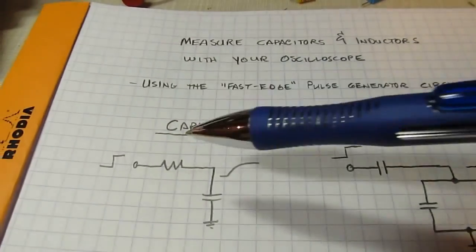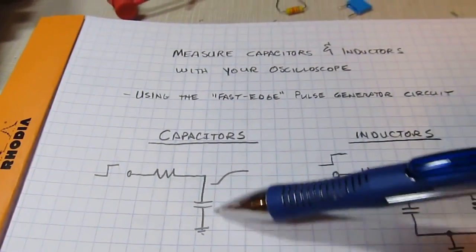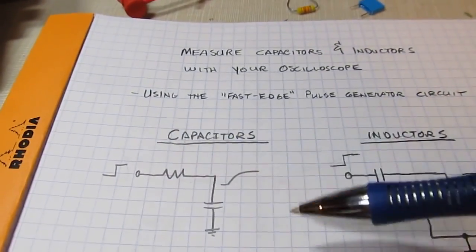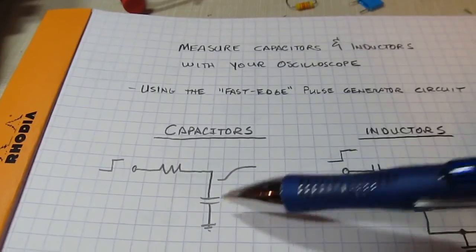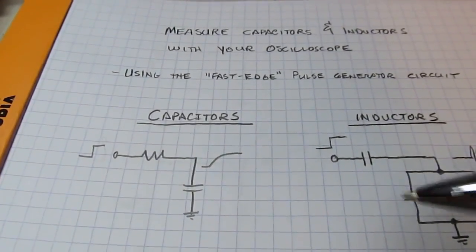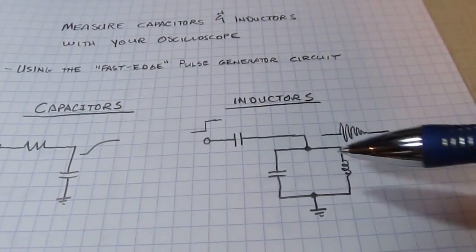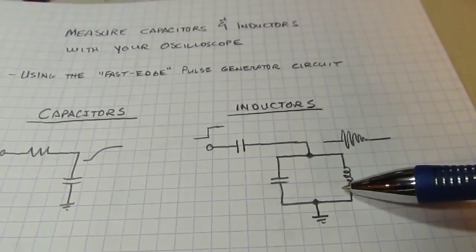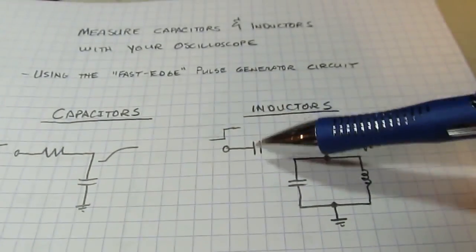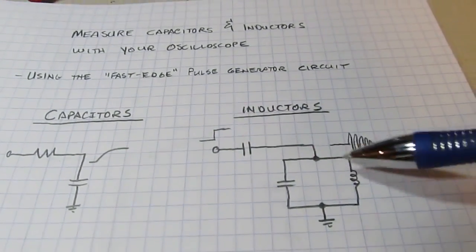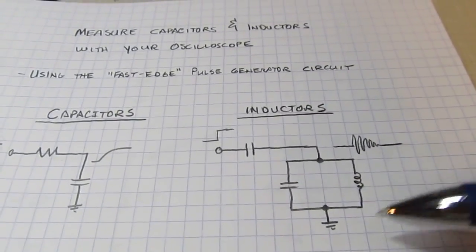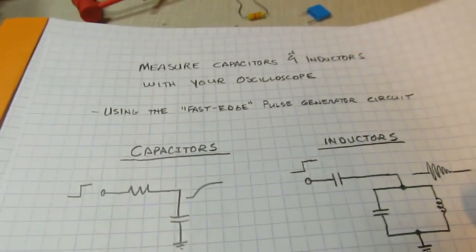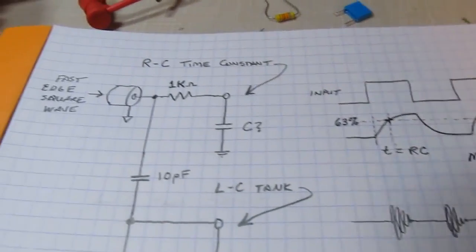The principle here is that we will put our unknown capacitor through a known resistor, hit it with this rising edge, and measure the response. By doing that, we can calculate the capacitance value. Similarly, for the inductors, we'll form a tank circuit with a known capacitor and our unknown inductor. Then we hit that with the high frequency content of this edge, and this circuit will ring at its resonant frequency. Knowing the resonant frequency and this capacitor value, we can calculate the inductor. So let's take a look at what the circuit actually looks like and then how I built it.